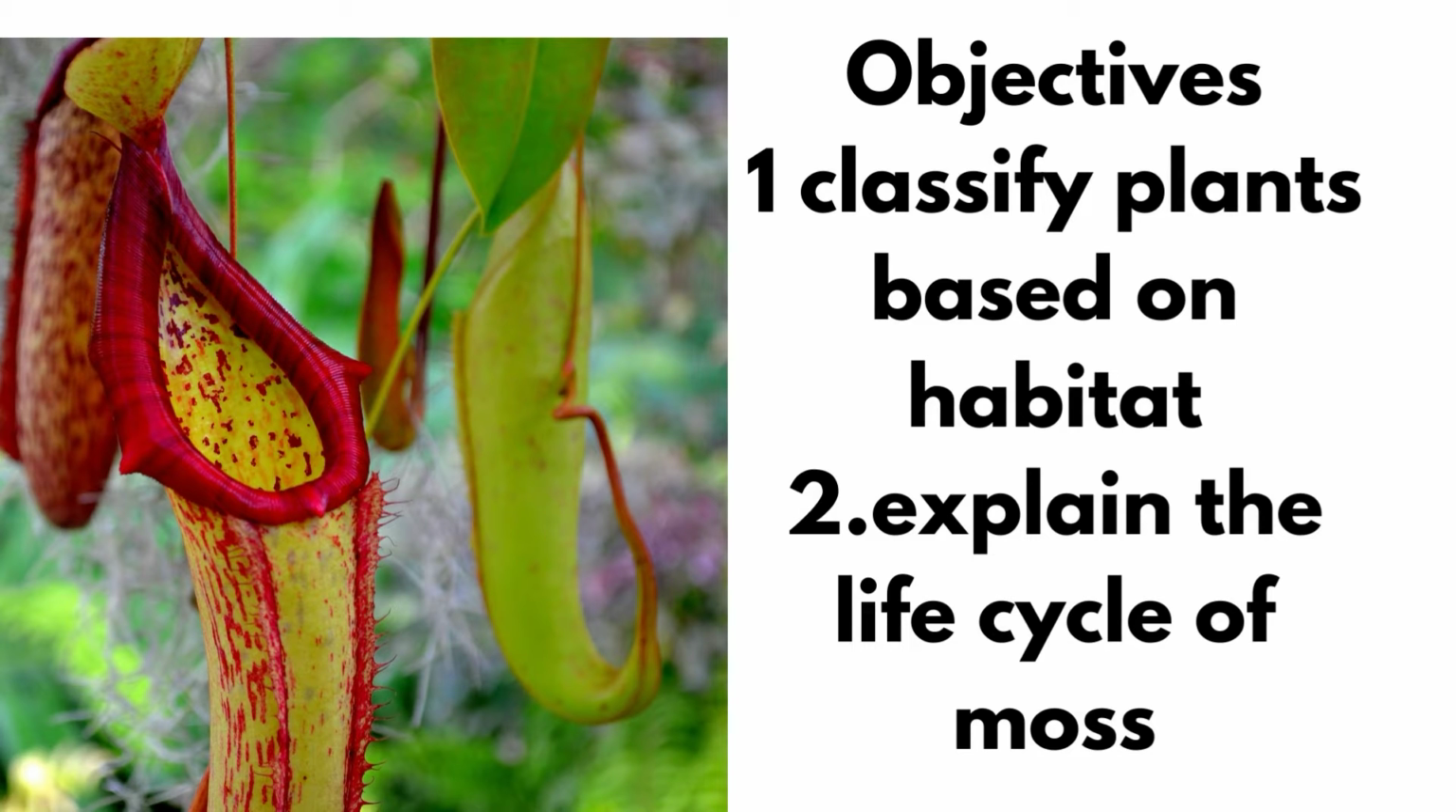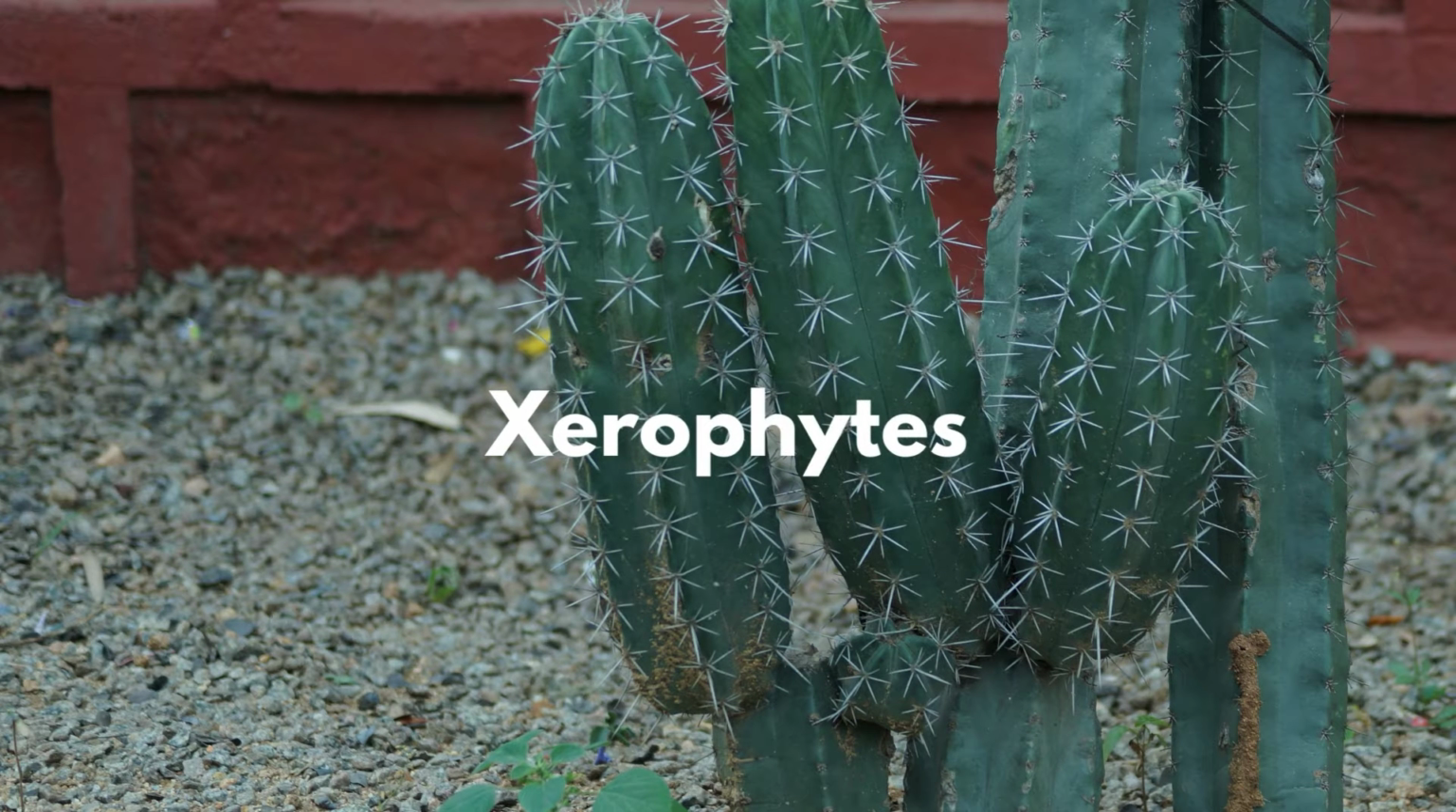And in the end, students should be able to explain the life cycle of moss as part of our revision of SS1 classification of plants. Now, we're going to look at classification of plants based on habitat. Habitat is the living home of an organism, a living home, not a house. Remember when we studied biology, we were talking about the study of living organisms, which is plants and animals.